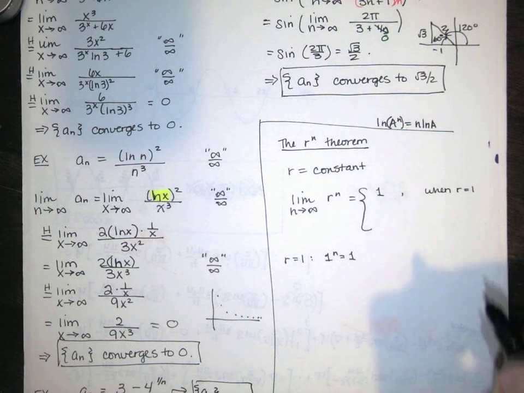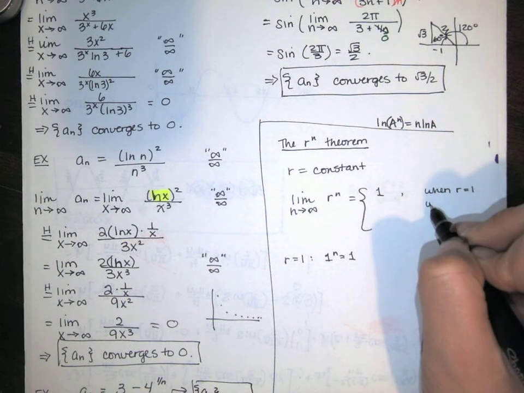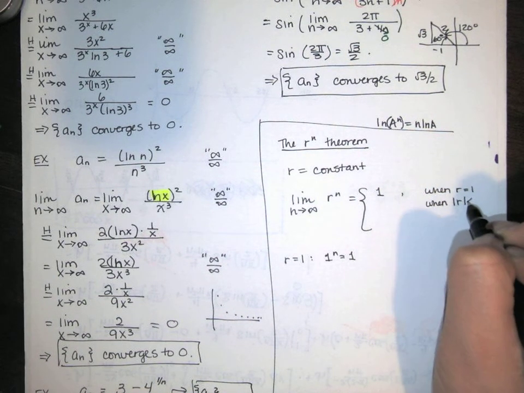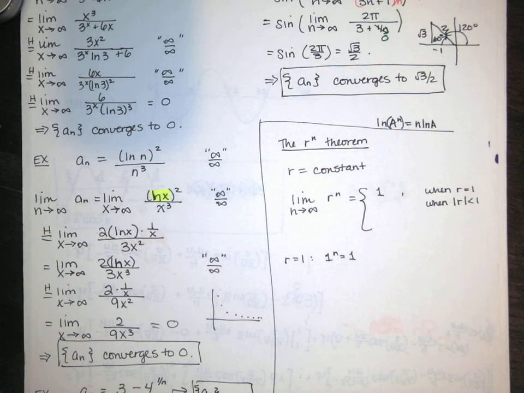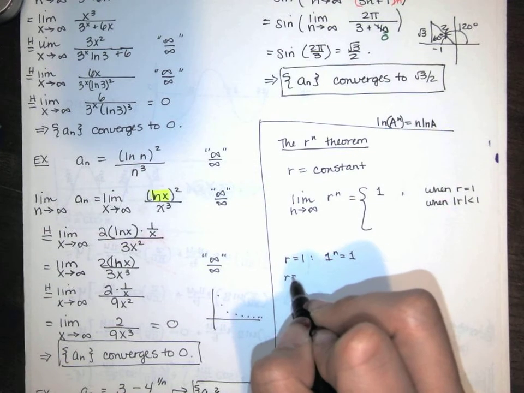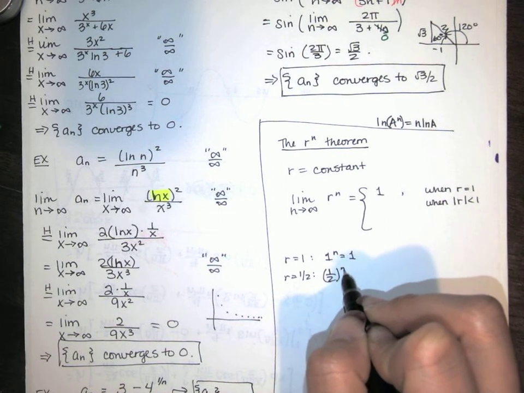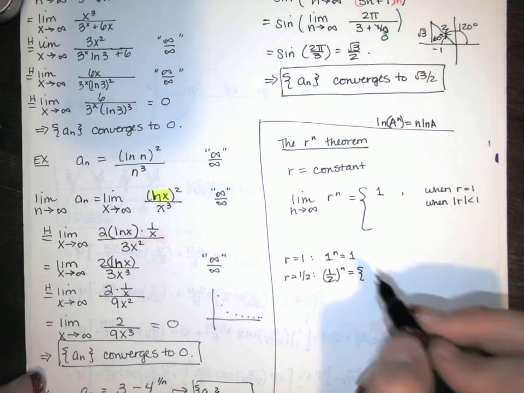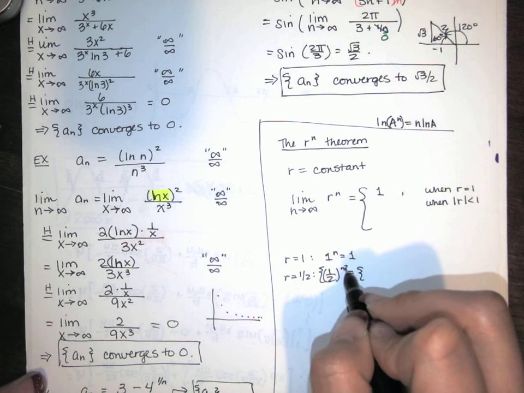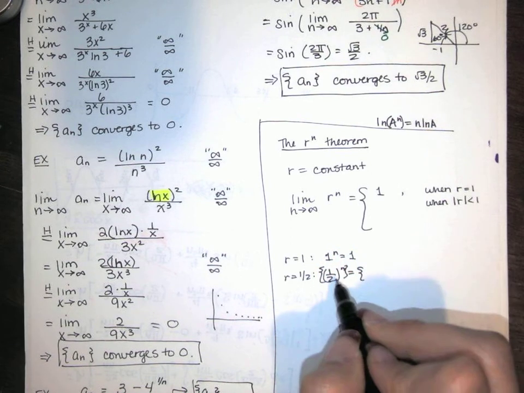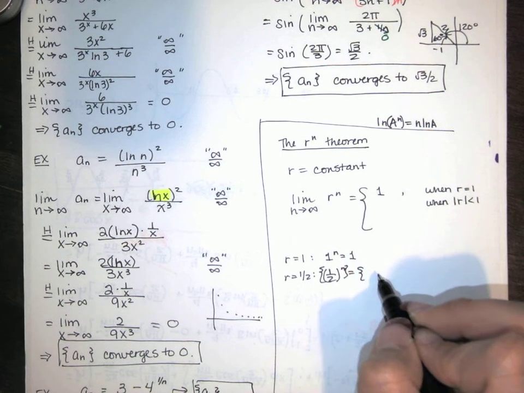Now if r is any proper fraction, r could be a positive fraction or negative fraction, but we want its absolute value to be between -1 and 1. So it's some part of a whole, plus or minus. Let's say r equals 1/2, for example, 1/2 to the n. That's a sequence. The sequence 1/2 to the n looks like this.